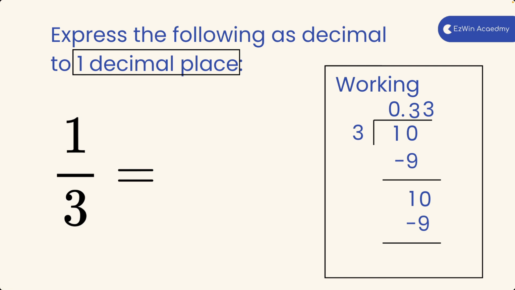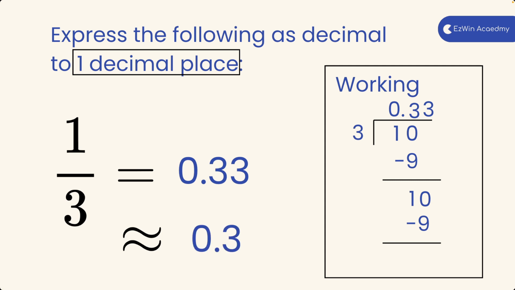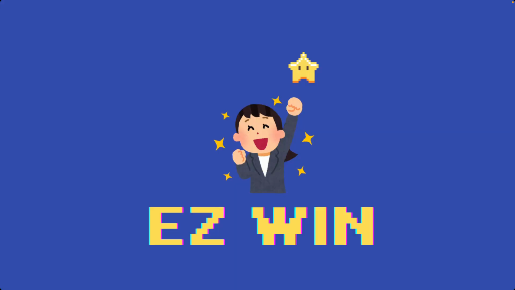So what that means is that right now 0.33 is a two decimal place number. If we want to make it to one decimal place, we need to round the second decimal place number to the first. And since 3 is smaller than 5, we won't add 1 to the first decimal place number, which is over here, number 3. And the answer should be rounded to 0.3. And if your answer is 0.3, congratulations, you are right. And that is an easy win.